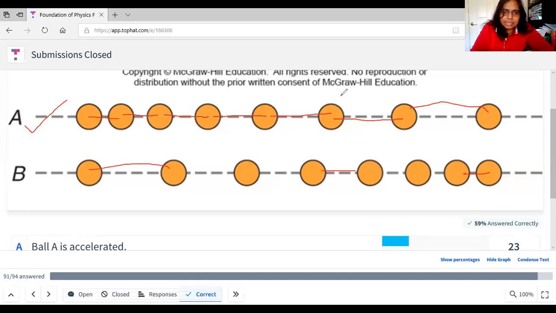So this one is negatively accelerating. So it is a negative acceleration. So both balls are accelerating. The ball A is positively accelerating, ball B is negatively accelerating. Does that make sense? Yeah. Motion diagrams are really nice technique to use.